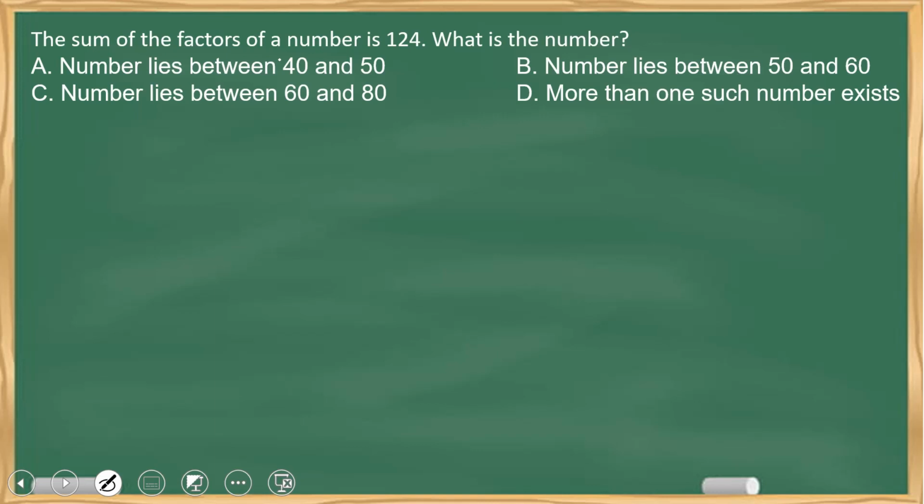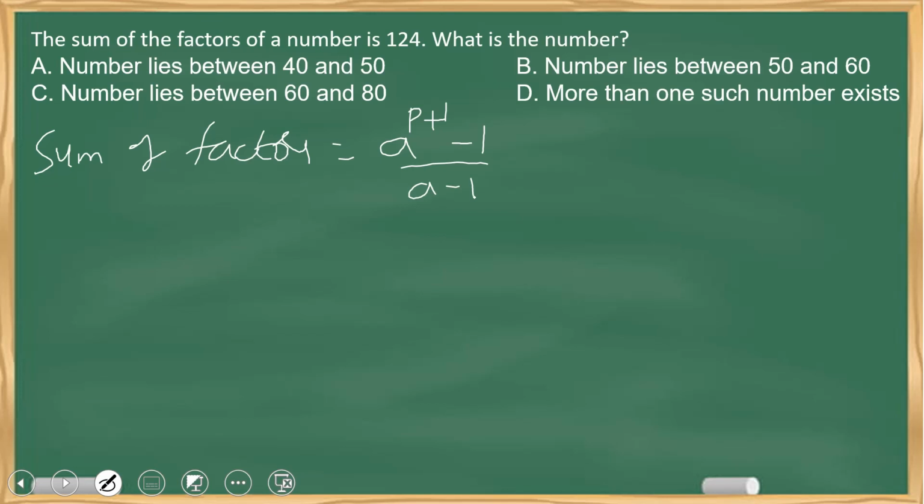Now the next kind of question. This is what I was trying to tell you, the questions might be different. Read the question: the sum of the factors of a number is 124. What is the number? Now, the sum of factors formula, I hope you remember: it is (a^(p+1) - 1)/(a - 1) into (b^(q+1) - 1)/(b - 1), and so on if you have more.